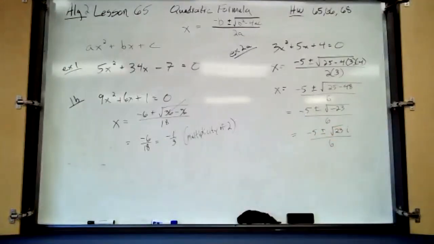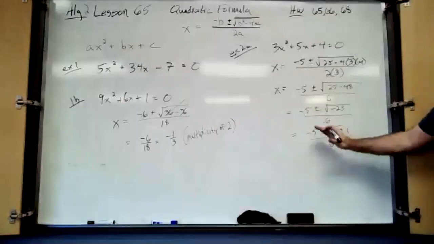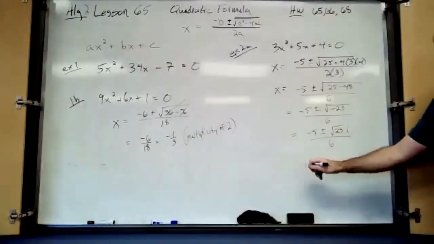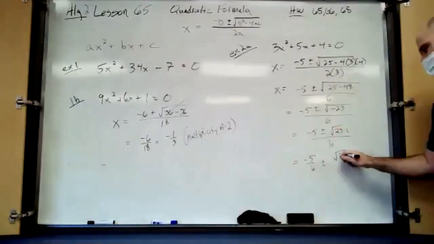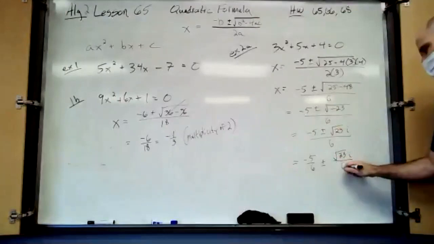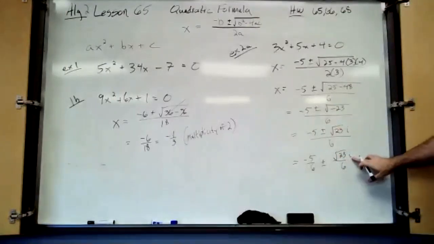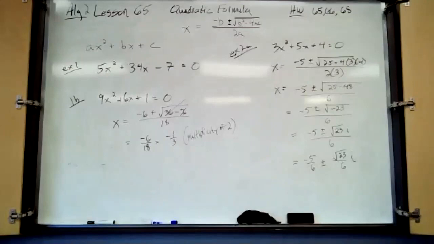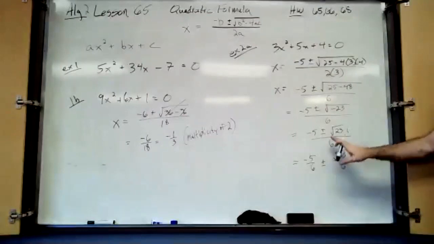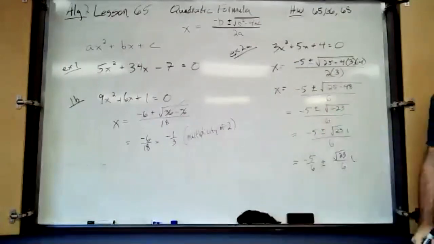But here's the deal. You can't keep your answer like that. Here's why. You're mixing the real with the imaginary. So you have to separate these two things. So this becomes negative 5 over 6 plus or minus square root of 23i over 6. Or you could just say square root of 23 over 6 i. Same thing. Didn't you say that real and imaginary numbers together make a complex number? Yeah. So now this is a complex number. This is not. This is not okay.